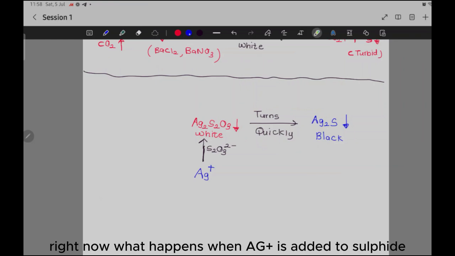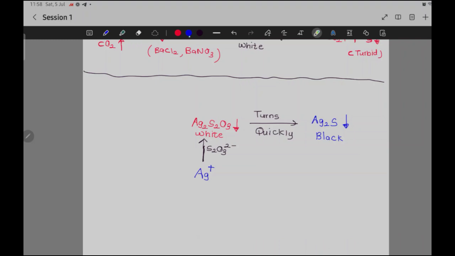Now what happens when Ag plus is added to sulfide ion?